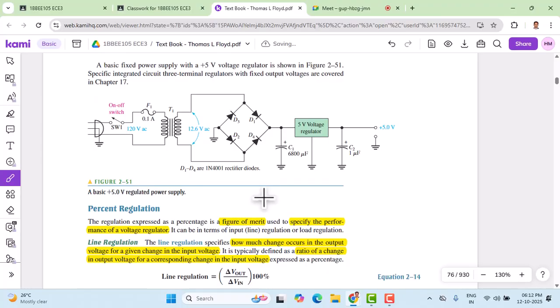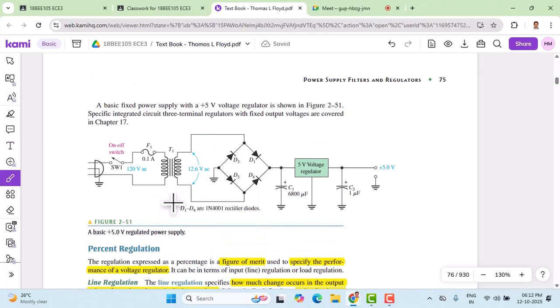As you can see, this is the complete power supply part. We have the AC input, and we have a switch here and a fuse. Then comes a transformer, and here we have the secondary of the transformer. The secondary voltage is brought down from 120 volts to 12.6 volts AC.